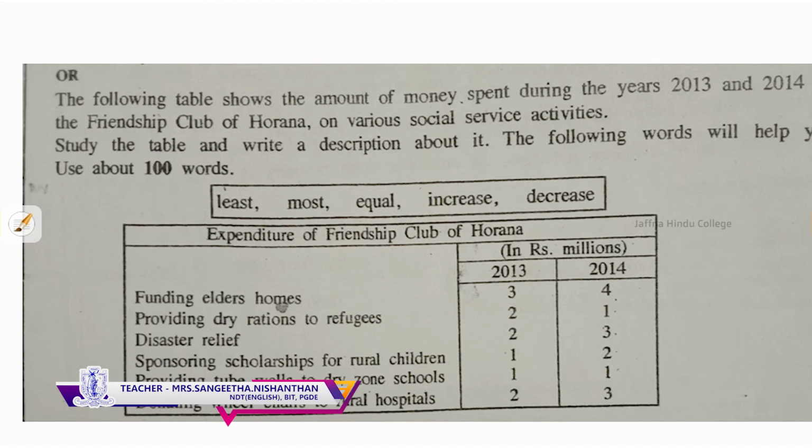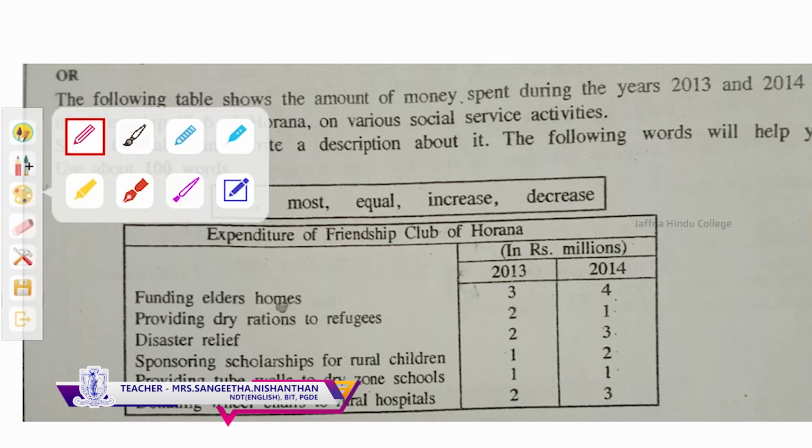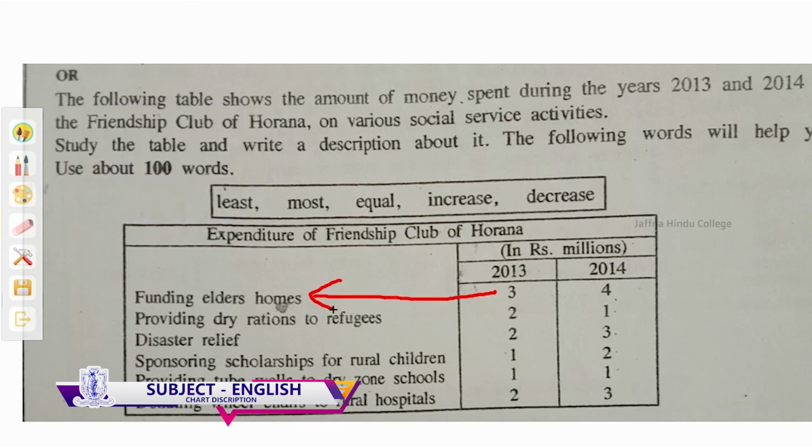Right. When overviewing this, we can see that they spent the most money on funding elders' homes in 2013 and in 2014. But in 2013 they spent only 3 million, and in 2014 they spent 4 million. So there's a slight increase of 1 million. And the least amount of money is spent on providing tube wells to dry zone schools. It is 1 million in both years, and an equal amount of money is spent for disaster relief and donating wheelchairs to rural hospitals in 2013 and in 2014.